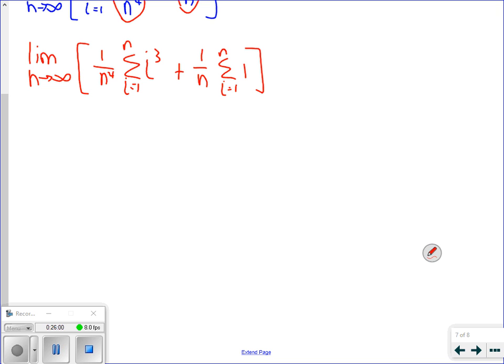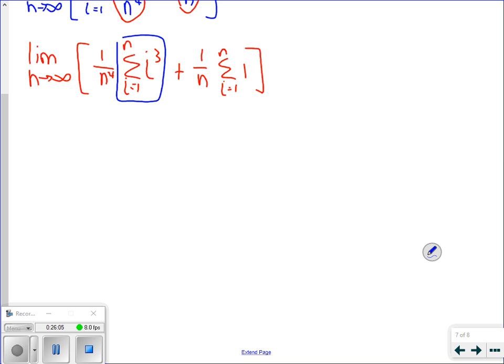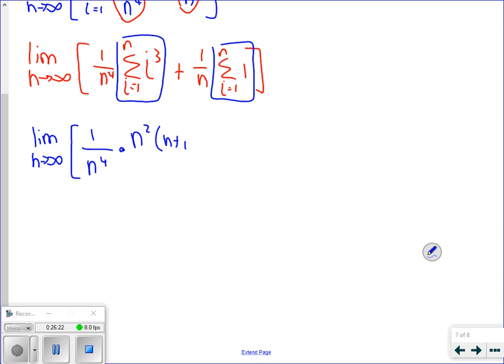Okay. So now, in doing that, I've already gotten to the point where we have our identities for these summations. We know what the summation of i cubed and the summation of 1 are equivalent to. So I have the limit as n approaches infinity of 1 over n to the fourth multiplied by the summation of i cubed, which is nothing more than n squared times (n plus 1) squared all over 4. And then plus 1 over n, and we know that the summation of 1 is the same thing as n. And now we're going to take the limit of that.